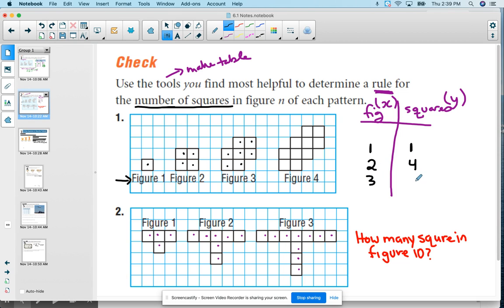Figure 3 has 7 squares. And figure 4 has 10 squares. Out of good practice, if you just do this automatically, I'm going to go back to figure 0 and know that I have to fill this in. So what is my pattern? What am I going up by? Well, I am going up by 3s. So this 3 should tell me what?